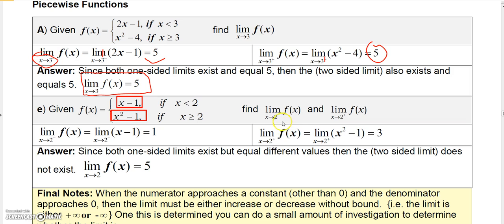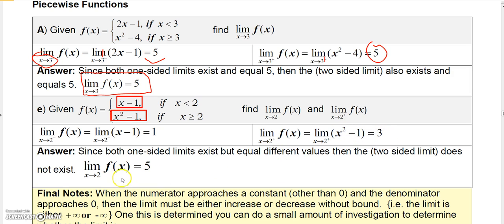So if you want the limit of this function as x approaches 2 from the left, you'd be looking at this function. You'd plug 2 into it and get 2 minus 1, which is 1. But if you want the limit as x approaches 2 from the right, you'd plug into this other function, and you get 2 squared minus 1, which is 3.